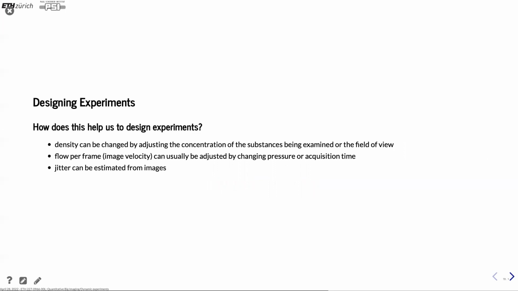So how can this simulation help us to improve the experiment? For one thing, it can help us decide what concentration of items we want to use and still be able to detect things. And also match the frame rate versus the flow rate. And also have an idea how robust you are against this jitter. And with that, we hopefully can design a better experiment.